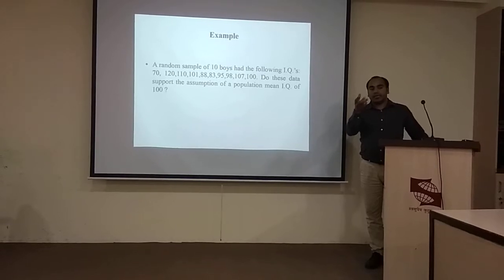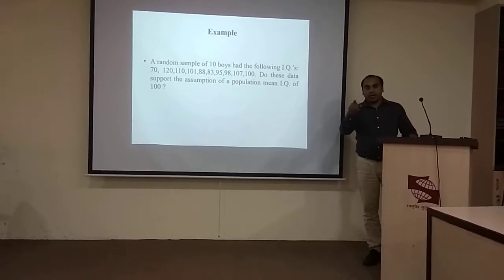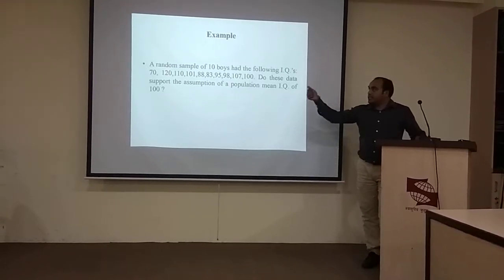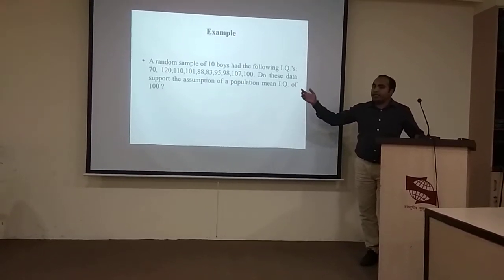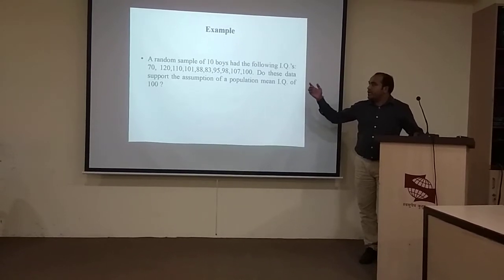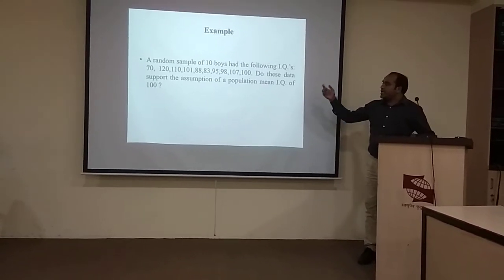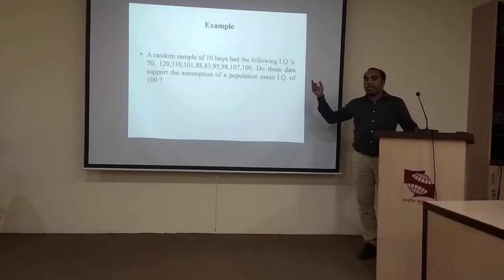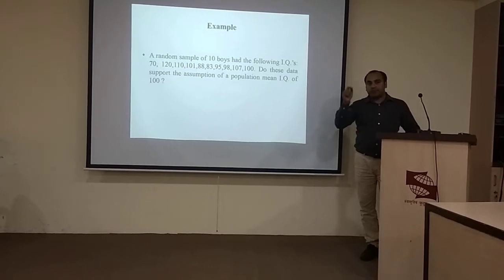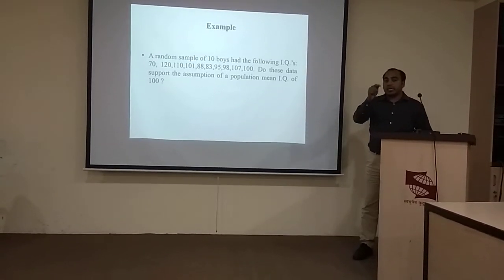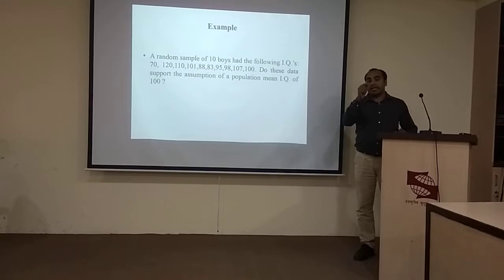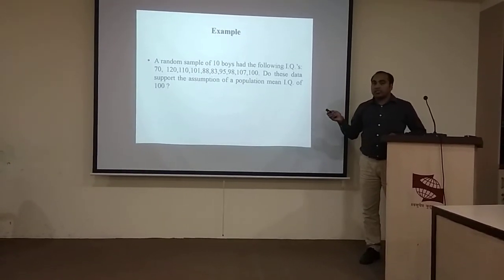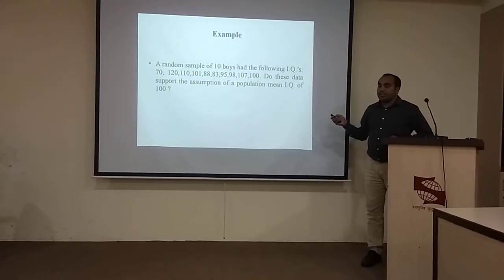Suppose we randomly select 10 samples from this class and measure each individual's IQ level. See here: 70, 120, 110, 101, 88, 83, 95, 98, 107, 100. This is the sample IQ level we obtained from the samples selected from the given population group. So see how we solve this type of problem with the help of the t-test.